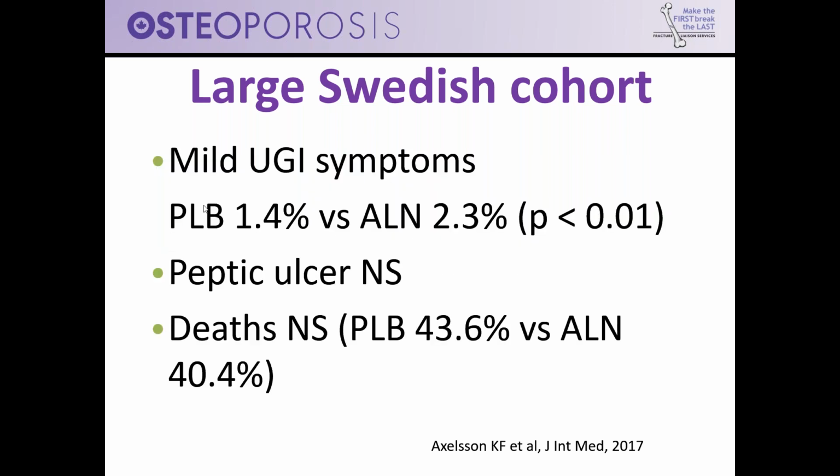In terms of looking at the side effects, there was a slightly increased risk of mild upper GI tract symptoms in the alendronate group, but you could see it was still very low, 2.3%. But there was no difference in peptic ulcers or in deaths. In fact, if you look at the death rate, it was a little bit better in the alendronate arm than in the control arm.